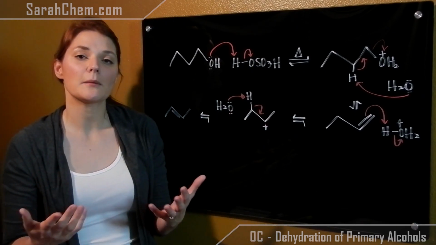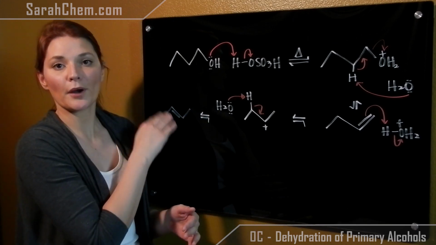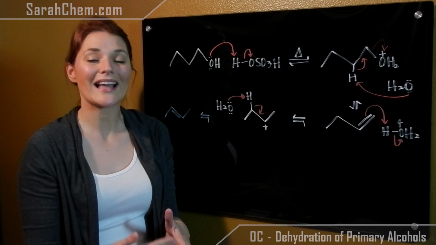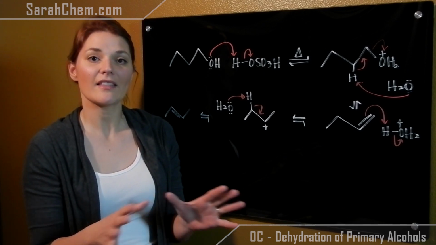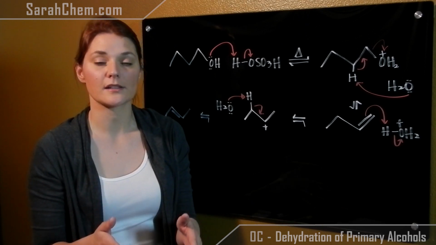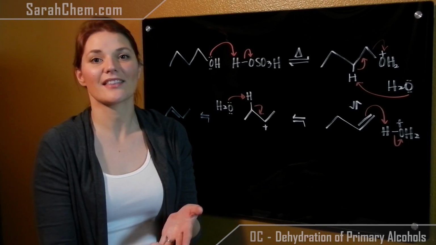Now keep one thing in mind. If I were to have a primary alcohol under these conditions, both an SN2 and an E2 reaction would happen. In this case, we're just looking at the elimination, but you would have two major products, the SN2 product and the E2 product.